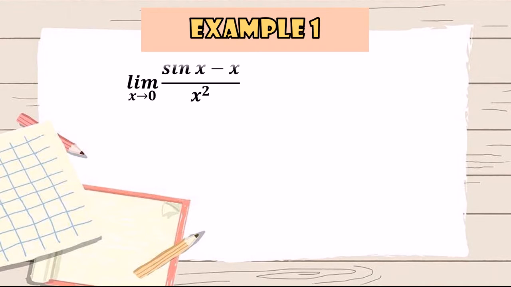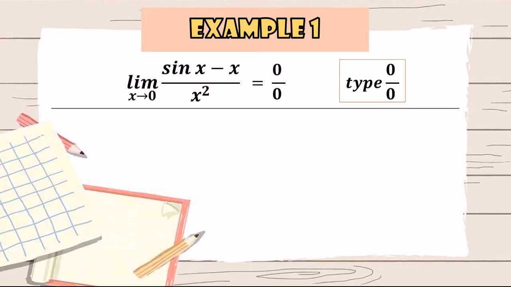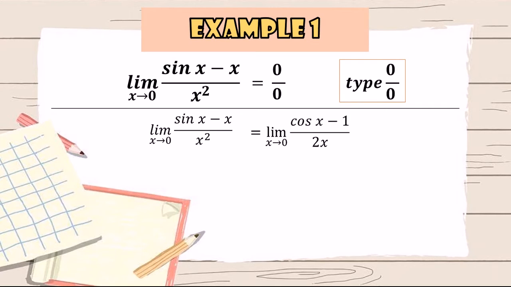Example 1. The limit of sine x minus x over x squared as x approaches 0. If we replace x with 0, it will result in 0 over 0, which is an indeterminate form of type 0 over 0. So we're going to use L'Hospital's rule. The derivative of the numerator sine x minus x is cosine x minus 1, and the derivative of the denominator x squared is 2x. If we now use direct substitution, we still don't get the answer. It's still an indeterminate form.